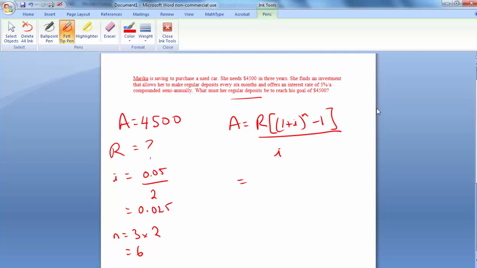The next set of questions after these are going to say, how much do you have now if you want to pay out certain amounts? So watch out for those ones. Those are present value ones, and the formula is different.